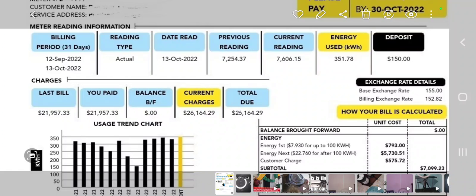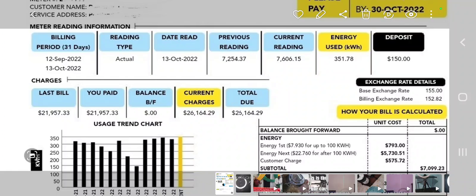Now let's go over to the right where we have exchange rate details. Below that we have base exchange rate and billing exchange rate. I don't want to dive into this too much because I don't fully understand it, if I'm being honest. But JPS has a base exchange rate which remains the same. Before this bill, their base exchange rate was $145. Now this bill is $155, but the base exchange rate remains the same for the different months. Like the previous 11 months that I checked, the base exchange rate was $145. Now it is $155. So I guess there is an increase.